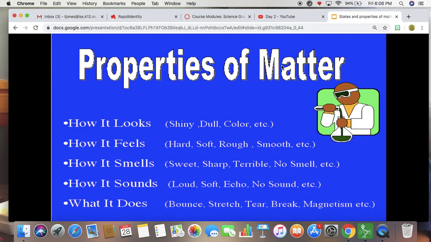Is it shiny, dull, or does it have a certain color? Is it hard, soft, rough, or smooth? Is it sweet, sharp, terrible, no smell at all? Is it loud, soft? Does it echo? Is there no sound? Does it bounce, stretch, tear, break, or have magnetism?